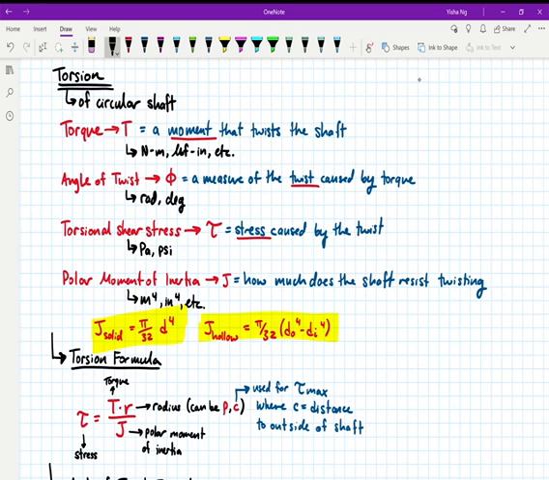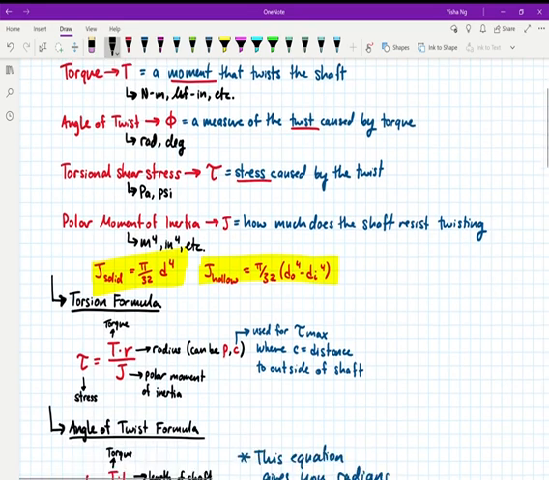And you might also see the equation with a C. This is specifically used for the tau max equation because C is indicating that the radius is the distance to the outside of the shaft. So basically you're using the biggest radius you can, because when your radius is to the outside of the shaft, it's when your stress is the biggest. And so tau max might be seen as TC over J instead of TR over J.